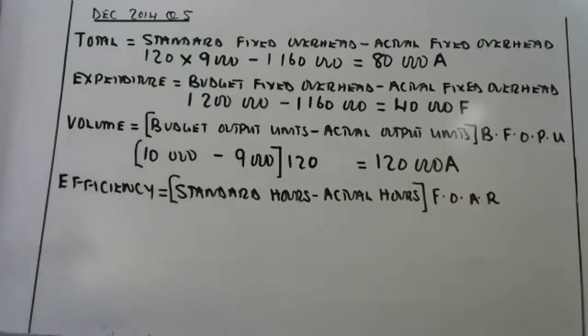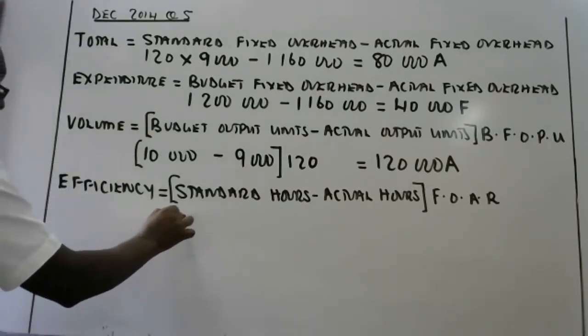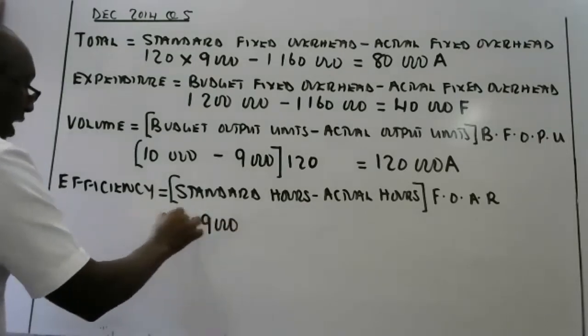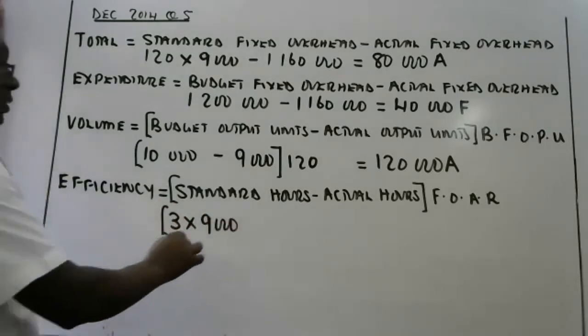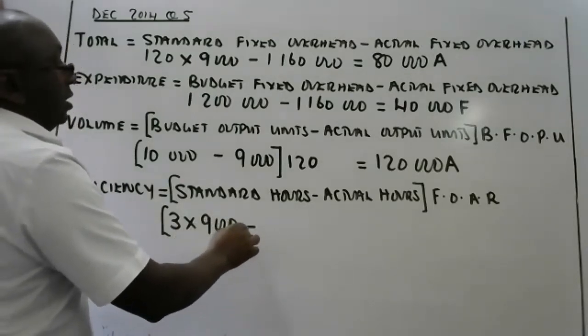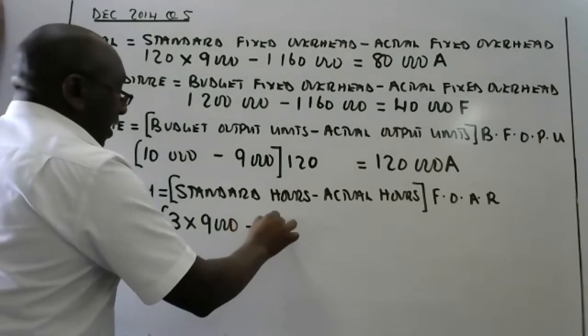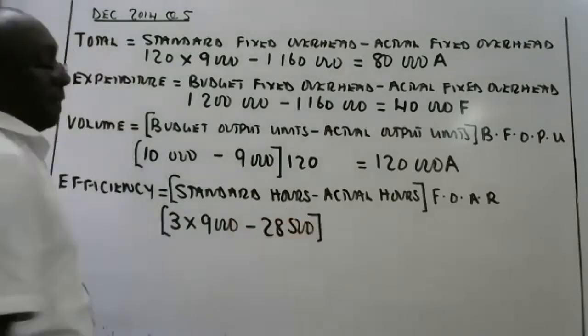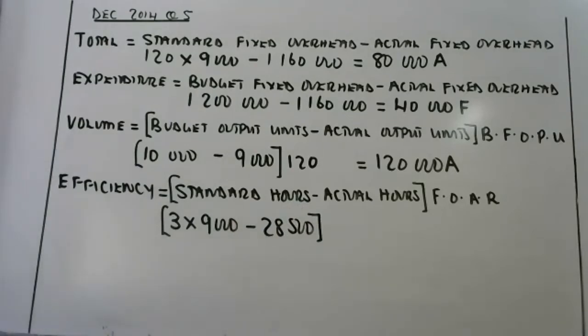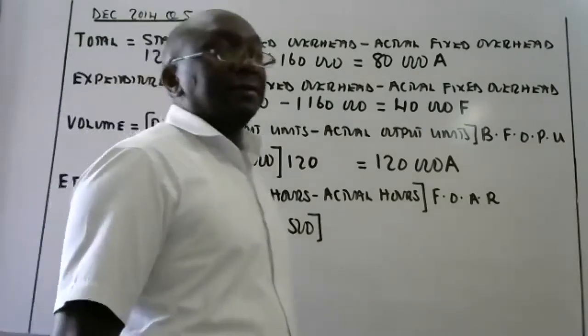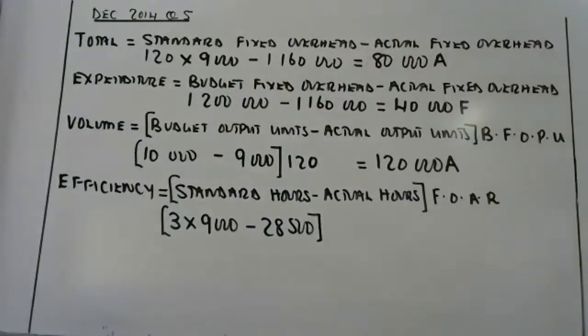Fixed overhead absorption rate. Now, standard hours, December there were 3. You multiply by 9,000 minus the actual hours. The actual equal 28,500. Those are the actual hours, so we'll be able to see them in the question. Are you able to see them?